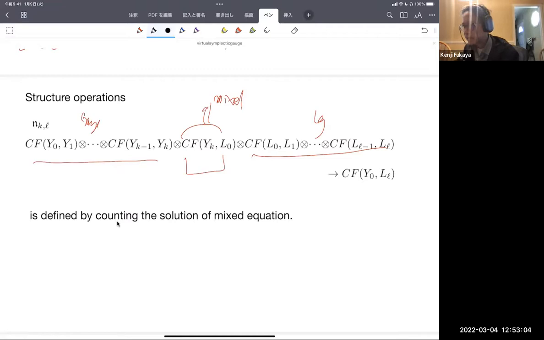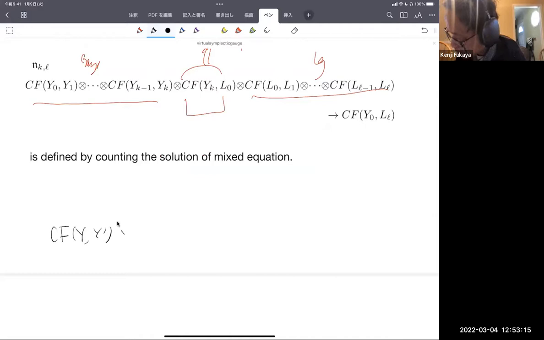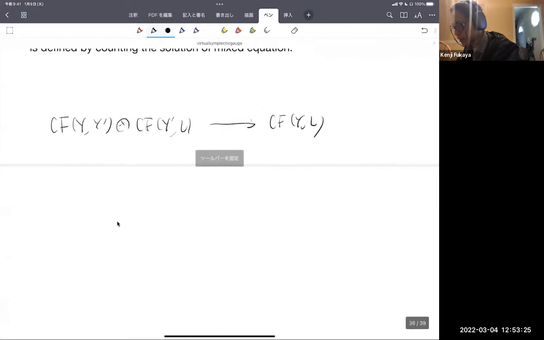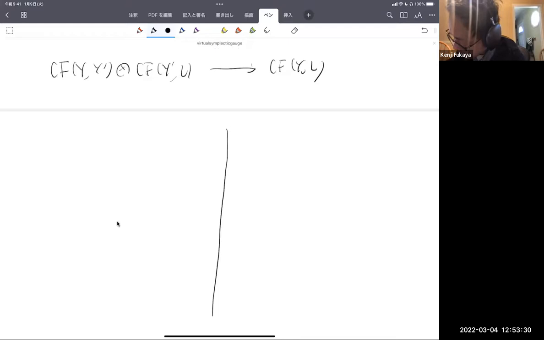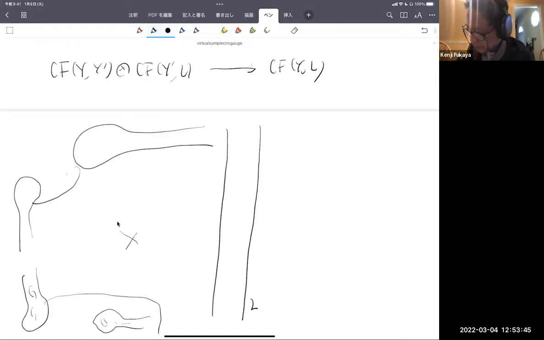So the first thing I want to construct, for example, is CF(Y', L') tensor CF(Y', L) to CF(Y, L), right? So how to construct these kind of things? So we consider this picture. We have this L. So this is Y'. This is Y. And you have these matched lines.